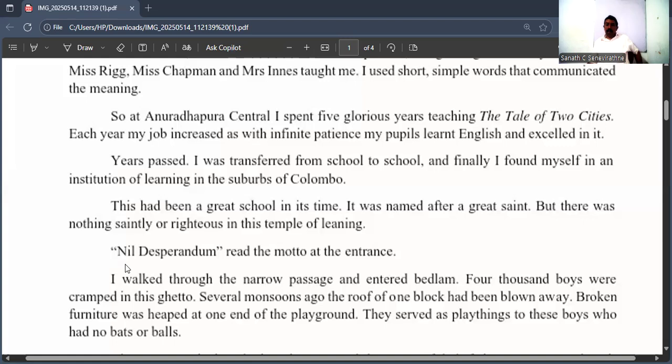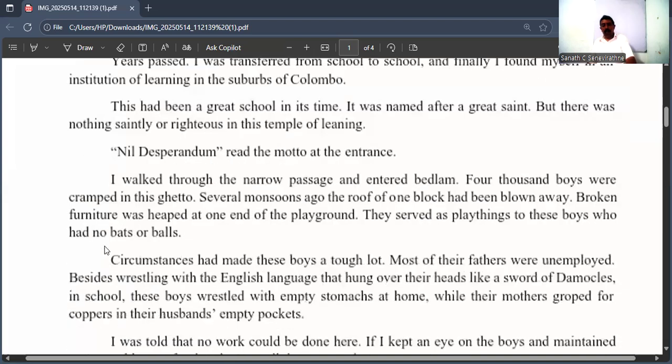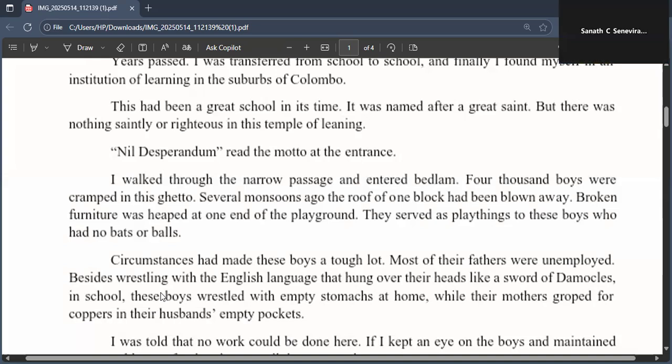The only school in Sri Lanka with this motto at the entrance is St. John College, Nugegoda. So we understand that it was in that school she taught.